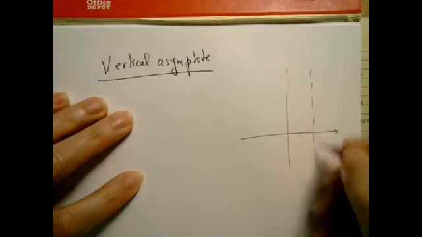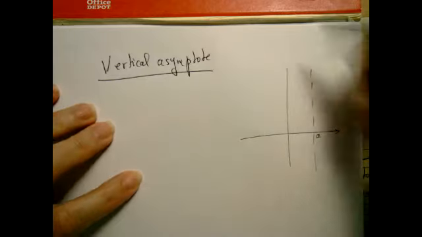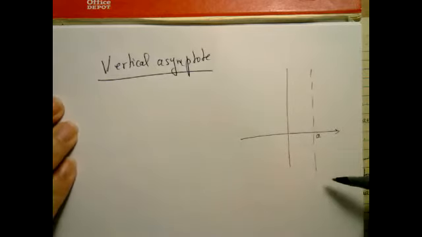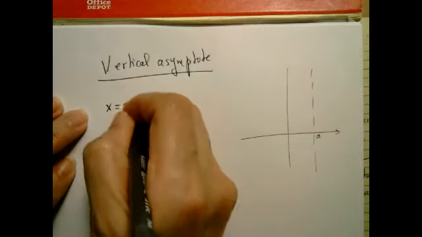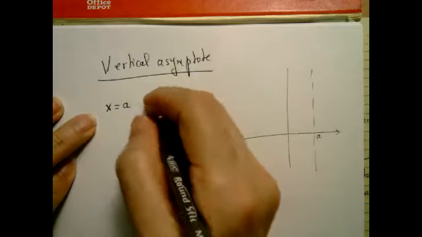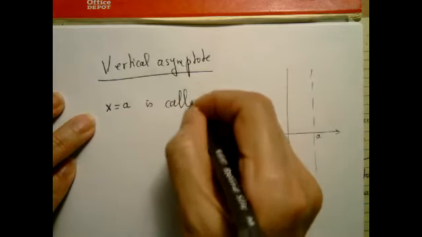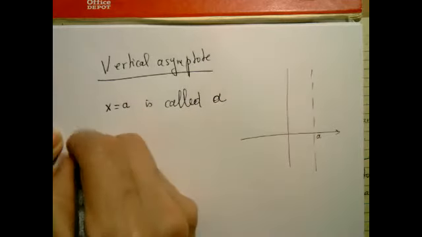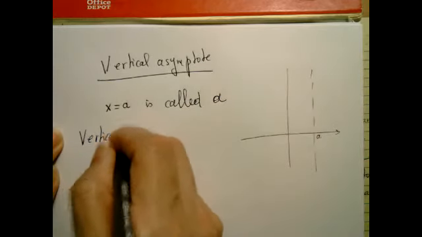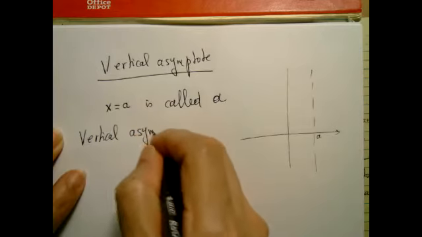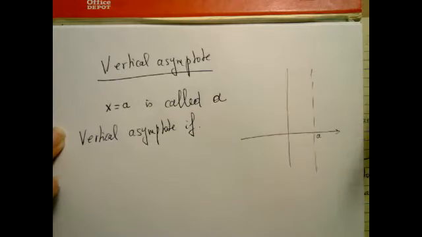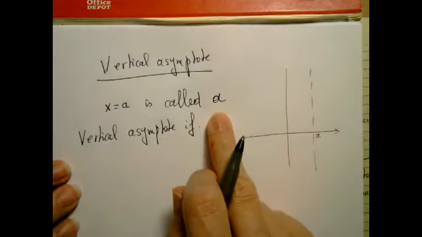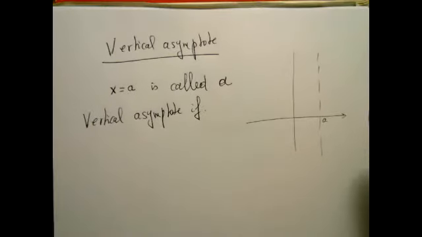so this line here. Suppose I have this vertical line. Since it's a vertical line, the equation of this line is x equal to a. So we say that x equal to a is called a vertical asymptote. So what's the definition of a vertical asymptote? It's called a vertical asymptote if near this point, near x equal to a, the output value goes to infinity. So let's make this precise.